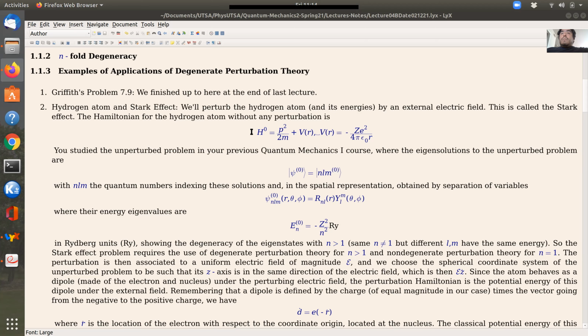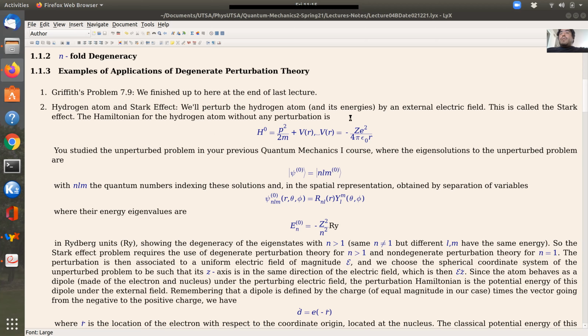And so, well, you know your theory of the unperturbed hydrogen atom from your previous quantum mechanics course. And we're just going to perturb it. And of course, this is going to have an effect on the energies of the atom by an electric field. And yeah, this is called the Stark effect. Of course, we're assuming that the electric field is constant. It doesn't change in time.